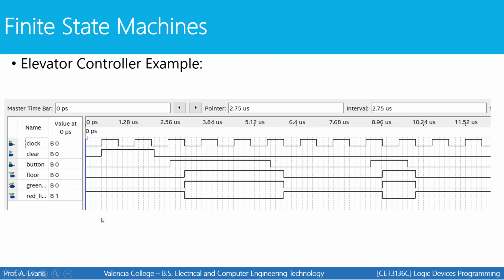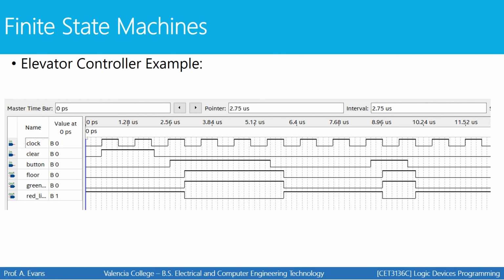And here's our simulation. Here's the clock signal. Here's clear, where we clear everything out and set our initial state. And then the button is pressed right here saying we should go to the first floor, and on each negative transition, the state machine is going to respond. So on this negative transition, we see the floor goes to 1, the green light goes to 1, the red light goes to 0. Right here, we get an indication that the floor should now be floor 0. So on the next negative transition, floor becomes 0, the green light goes off, and the red light comes on. So that's our implementation of the elevator controller.